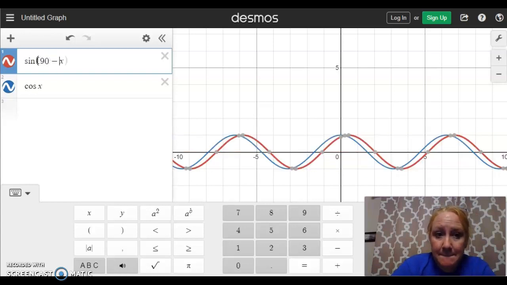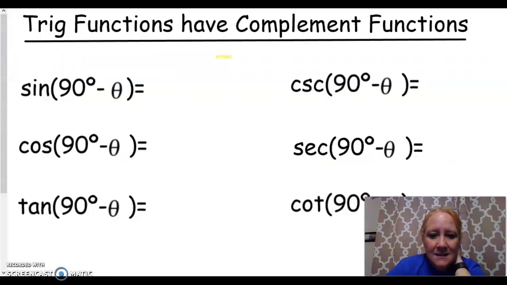90 minus x. Let's see. Does it hit? It doesn't quite hit yet. Let's see. What does this say? Sine of 90 degrees. That's pi over 2. What happens? Well, if you shift it pi over 2, it's going to get you to cosine.